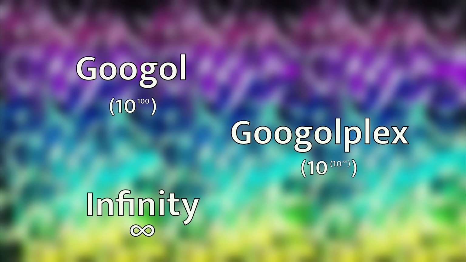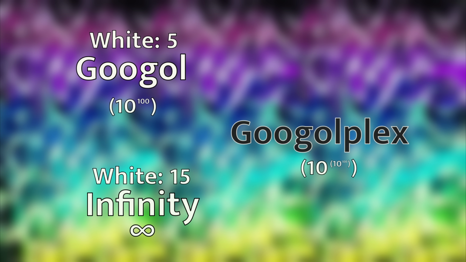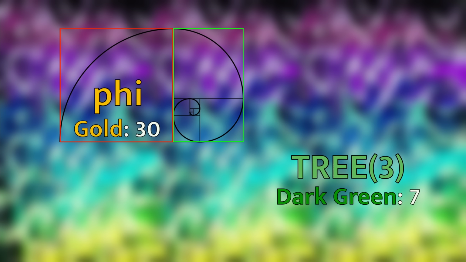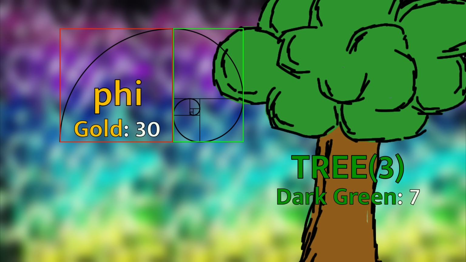Googol and infinity both scoring pure white, and googolplex scoring pitch black. Also taking white is i, otherwise known as the imaginary unit. Two really blatantly obvious irrational numbers to color associations are phi, which got gold because it's, well, the golden ratio, and tree 3, which got dark green, aka the color of a tree.